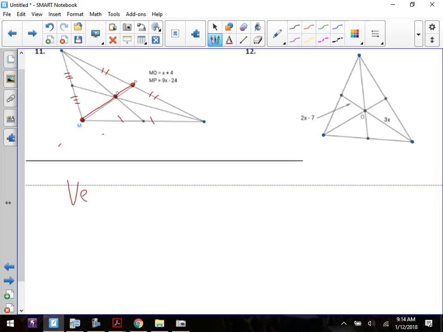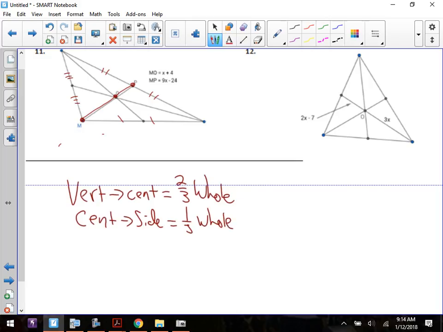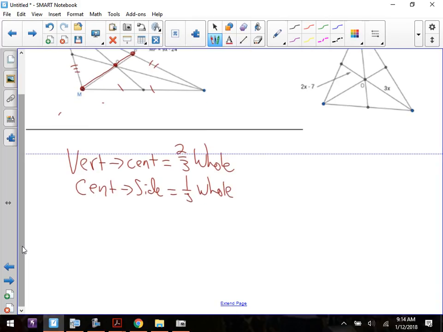From vertex to centroid was 2/3 the whole. From centroid to side was 1/3 the whole. Or the other thing we did: double the centroid to side equals the vertex to centroid.